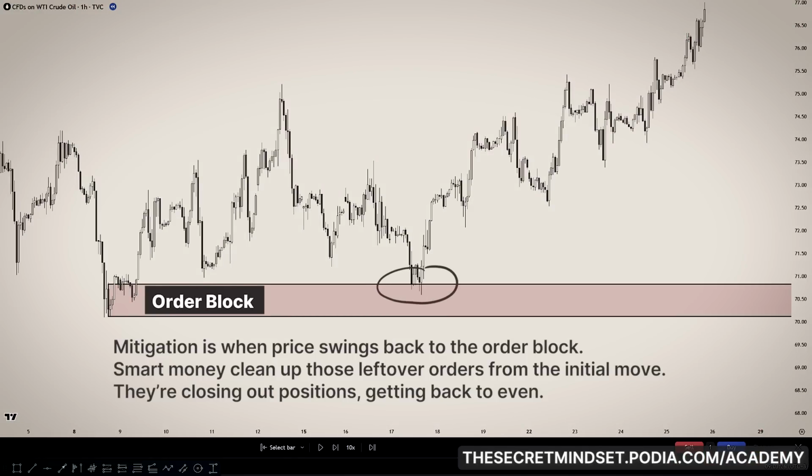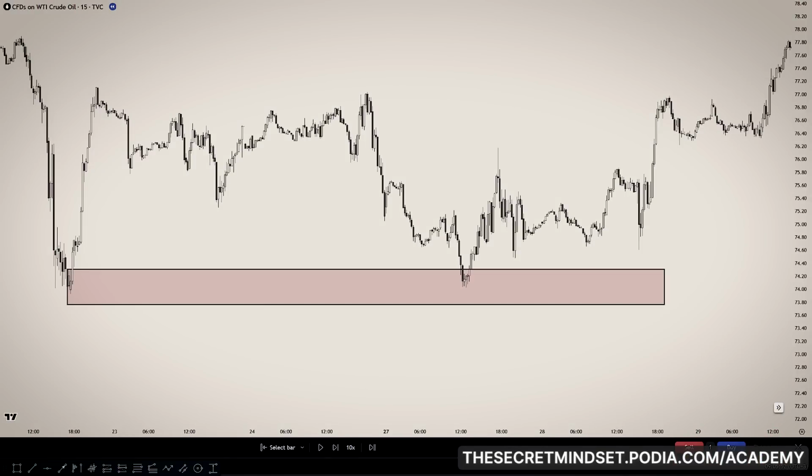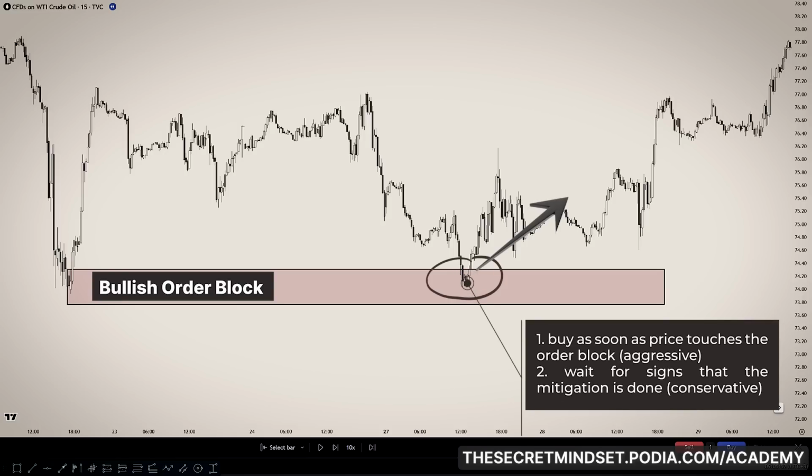Mitigation is when price swings back to the order block. Remember those leftover orders from the initial move. This is the time when smart money cleans those up. They're closing out positions, getting back to even. For us retail traders, this is opportunity knocking. When price swings back to an order block, it's often setting up for another move in the original direction. So if it was a bullish order block and price comes back down to it, that might be your chance to buy. Some may buy as soon as price touches the order block.